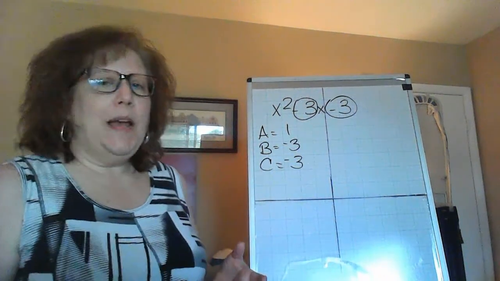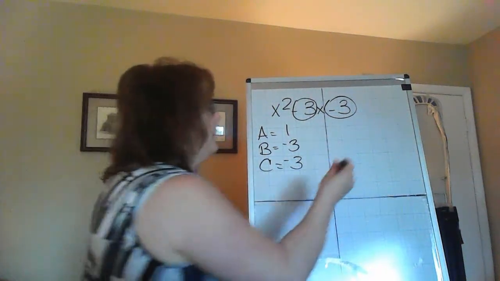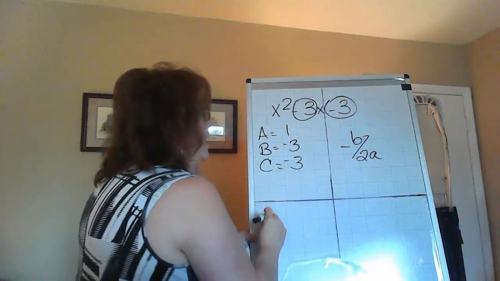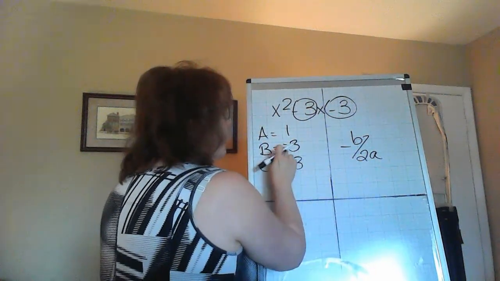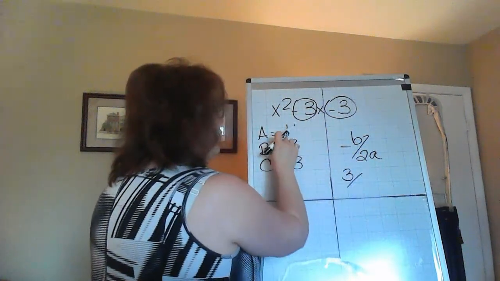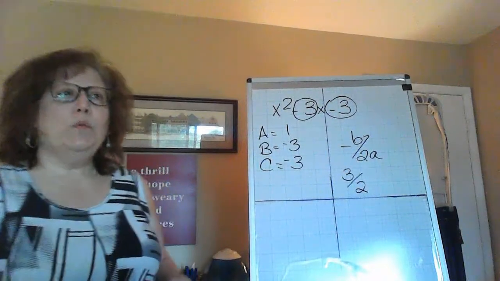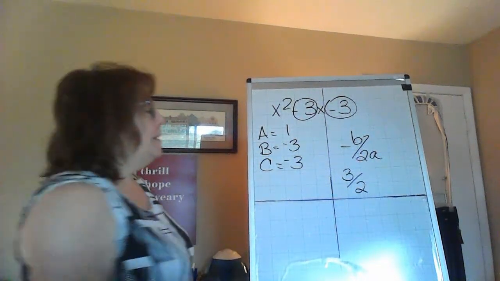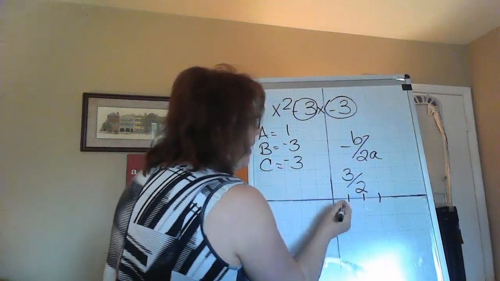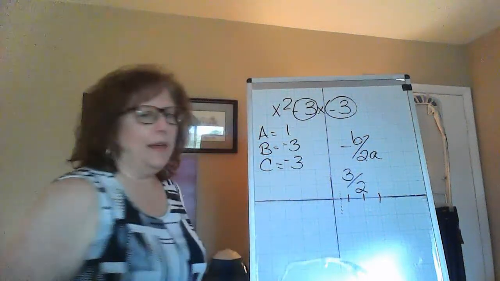Then once we have gotten the A, B, and C, we can do the vertex. And that is negative B over 2A. So if we have the negative 3 and a negative B, that's going to make it positive. And then 2 times 1 is 2. So our vertex is 3 over 2, or 1.5. So if this were 0.1, 0.2, 0.3, the half mark is here. So our line is going to be running down through there, if you can see that.